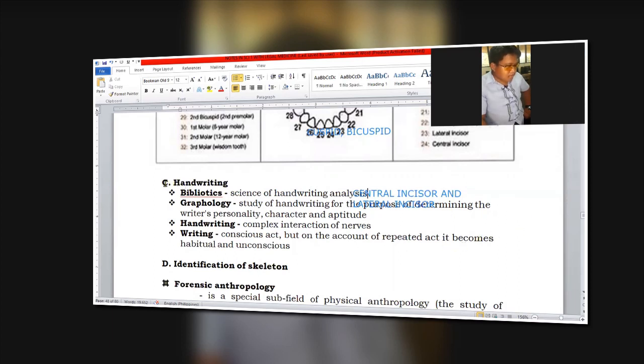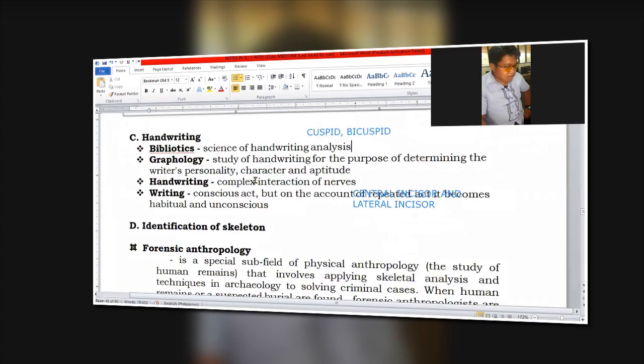So, handwriting, but of course, additional terms are bibliotics, graphology, handwriting, and writing. Bibliotics is the science of handwriting analysis. Graphology is the study of handwriting for the purpose of determining the personality, character, and aptitude of the person. If your handwriting is ugly, they may say your character is ugly. That is what graphology does. But when what is analyzed is the handwriting itself, that is bibliotics. Okay? So you have your subject, question document.